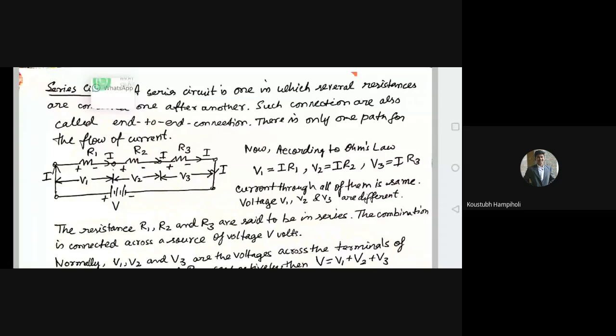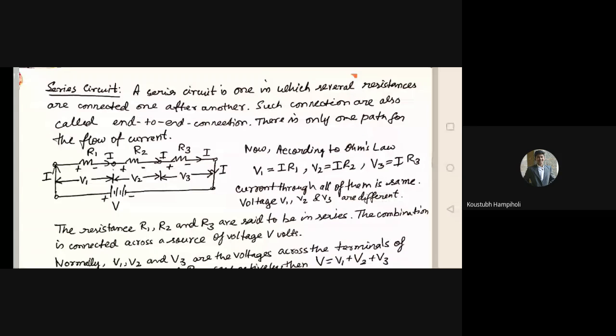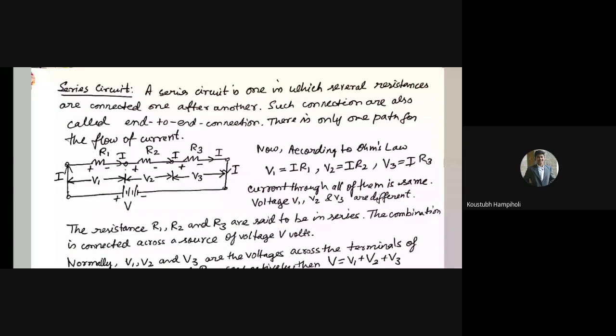Okay, so I'll tell you what happens if we add up all the voltages, the supply voltage. Then we can write the equation. Just see the equation I am giving you. Is it visible? Yes, ma'am.